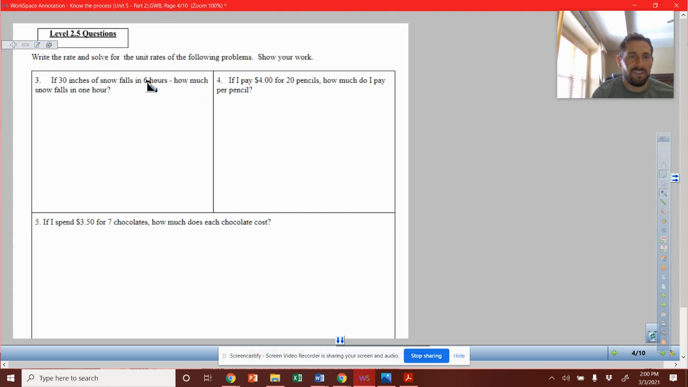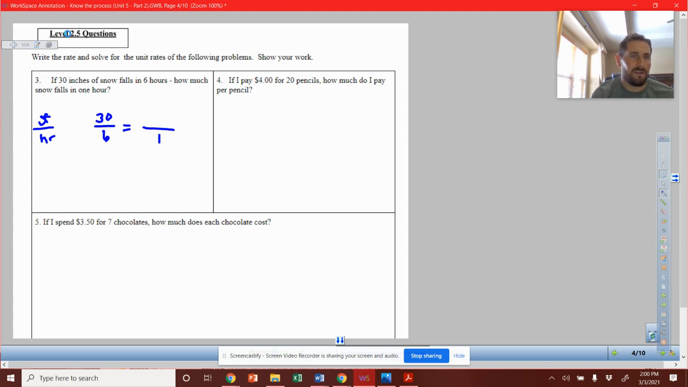So we've got 30 inches every 6 hours. So how much snow falls in 1 hour? So what we've got is snowfall per hour. So it's good to write your units down. So in the story, we've got 30 snowfall inches every 6 hours. So we need to get that to a unit rate. In order to do that, we need a 1 down here, right?